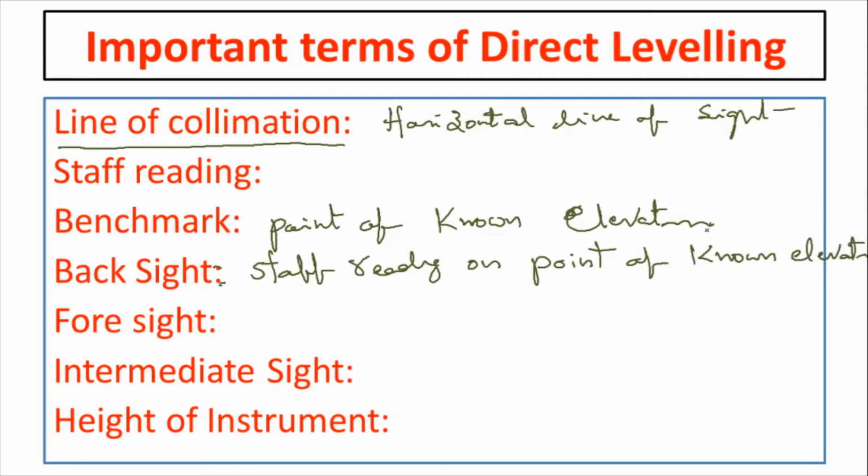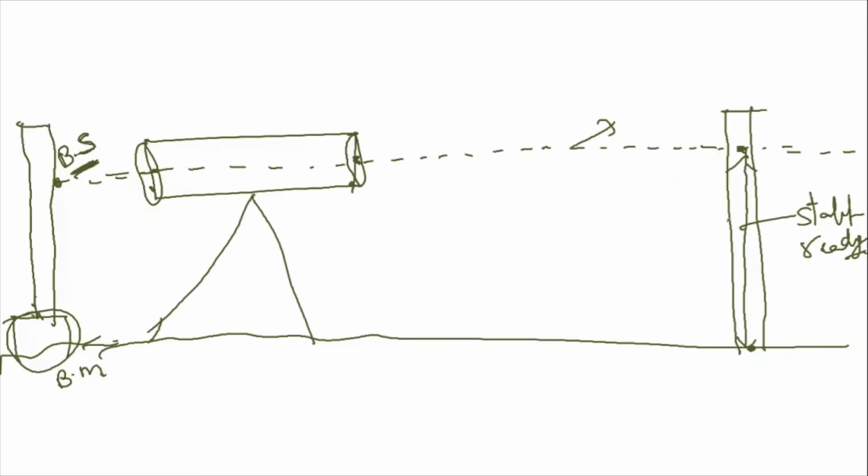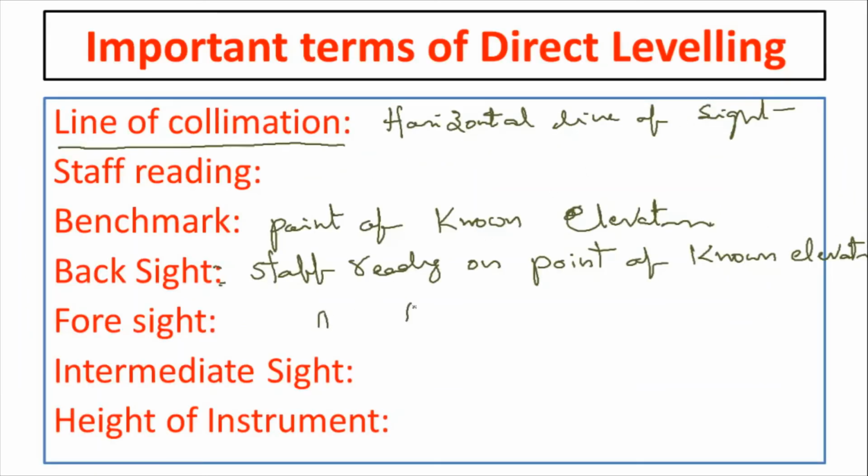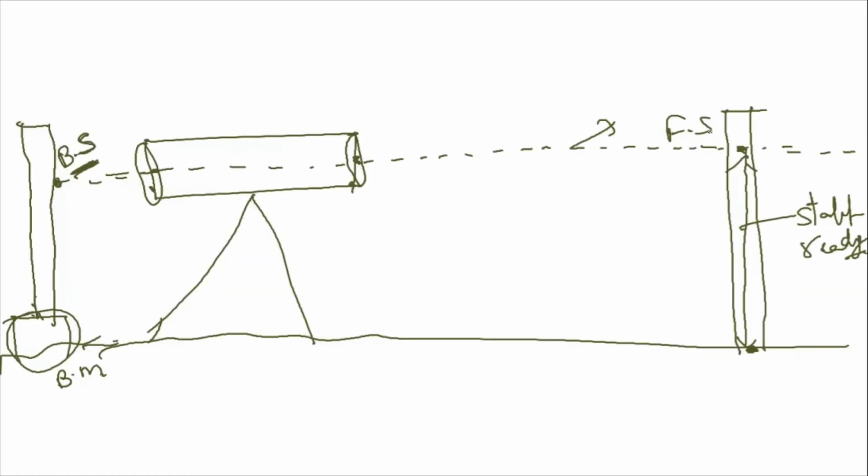Okay, then what is foresight? Suppose you take this point, and before conducting the survey, you do not know the elevation of this point. So the staff reading taken on a point of unknown elevation is called foresight. But remember that when I say foresight, that is the last staff reading from the given instrument position.